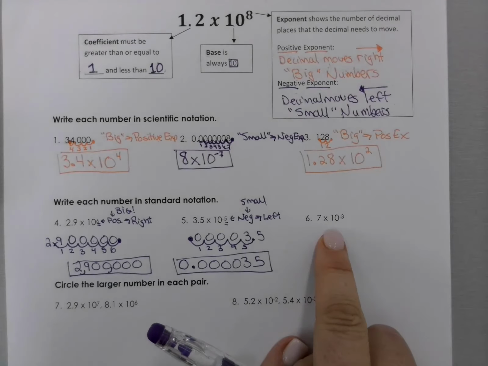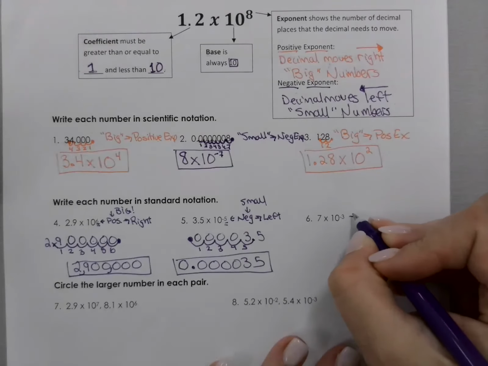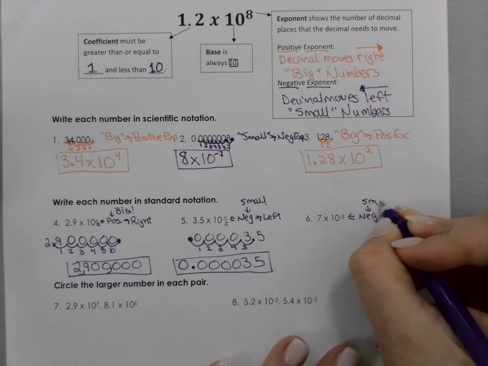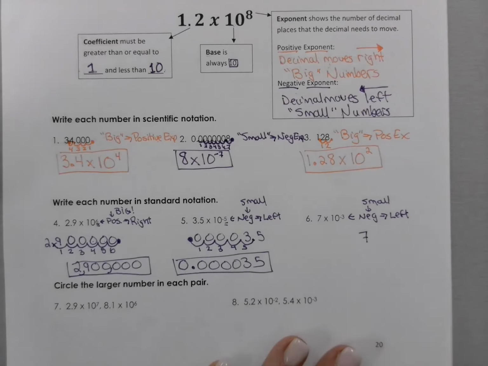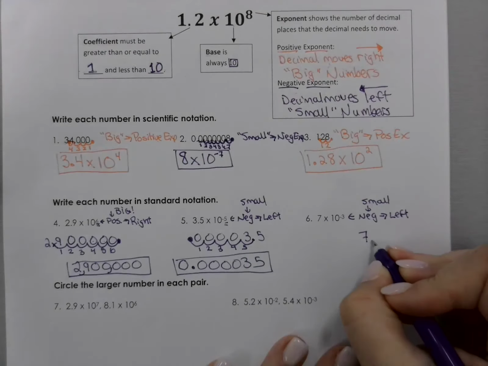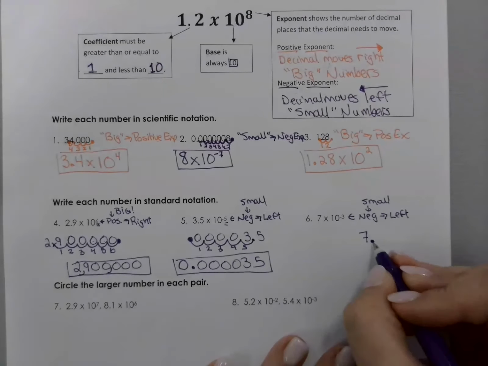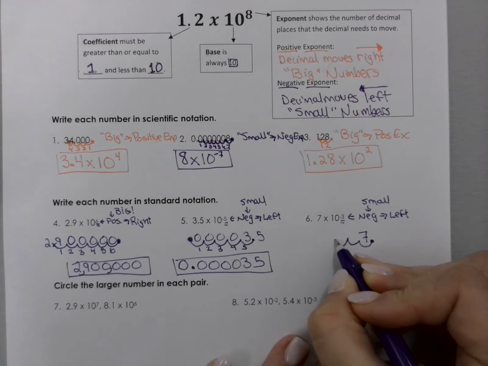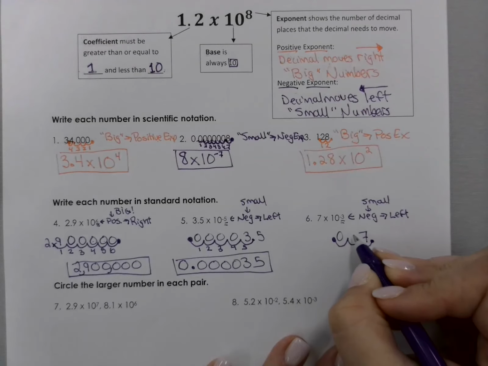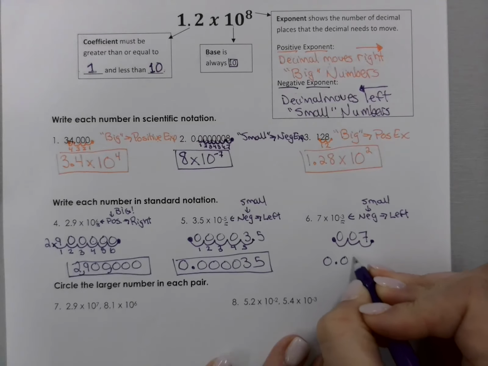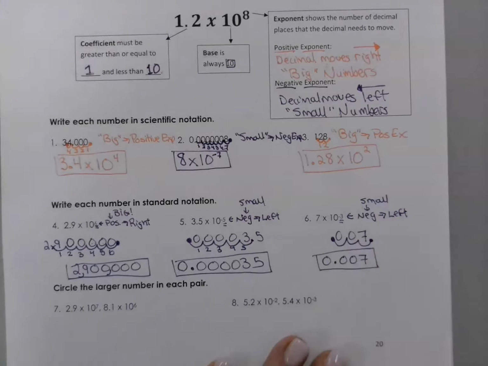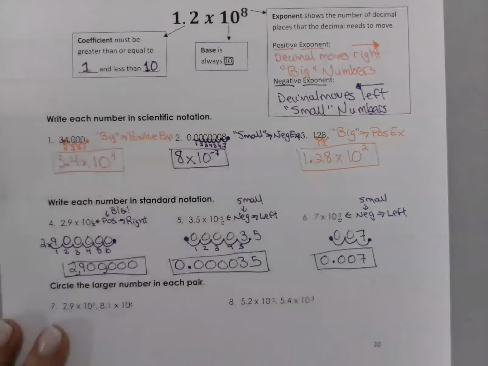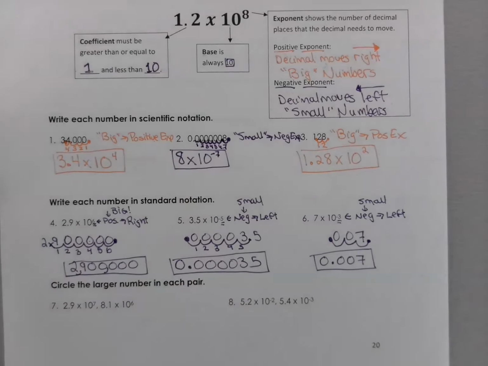Alrighty, let's look at 7 times 10 to the -3. Again, negative. So I go left because I'm looking to make that small. Now when I look at 7, where is the decimal for a whole number? Right here, right after. I'm going to move left 3 spaces: 1, 2, 3. I'm going to fill in the zeros, and I get 0.007, or 7 thousandths. So that is how you go from standard to scientific notation and scientific to standard.